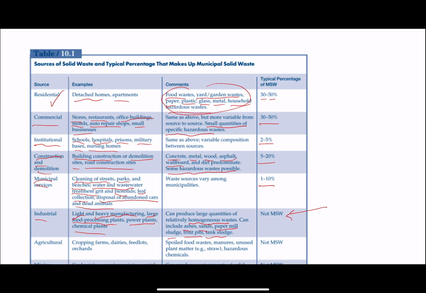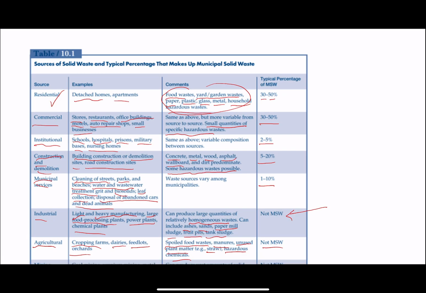It will be included as hazardous solid waste, and we'll be talking about this in the next few slides. Agricultural: cropping farms, dairies, feedlots, orchards, spoiled food wastes, manures, unused plant matter, straw, hazardous chemicals. This will not be called municipal solid waste.